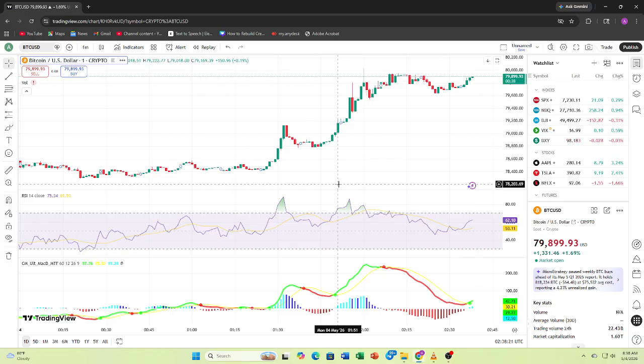So that's how you use TradingView for crypto trading. Once you practice these basics, you'll start reading the market much more clearly.